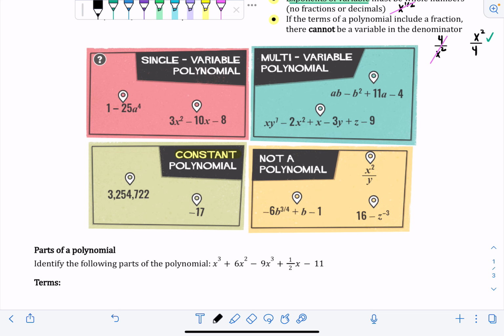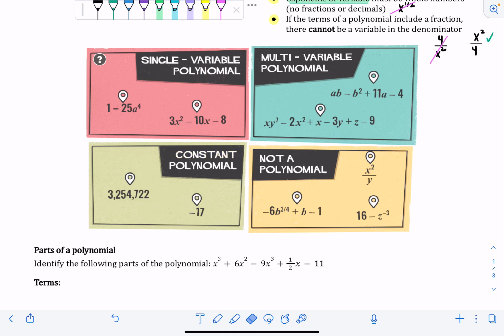But for this number, 3,254,722, it's not being multiplied by any variable. There's nothing that's going to change it, so it's constant. It maintains the same value. So this would be called a constant polynomial when you just have a constant term, just a number without a variable, like 3,254,722 or negative 17.